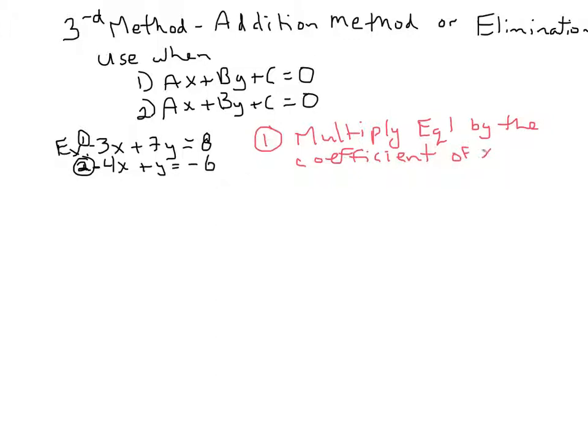If I say, what is the coefficient of x in equation 2? What is the coefficient of x? No idea. Anybody? Your coefficient is the number that's attached to your x. Okay. So in this case, the coefficient of x in equation 2 is -4.